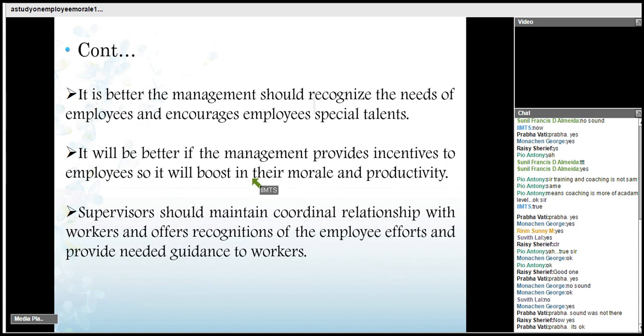It will be better if the management provides incentives to employees, so it will boost their morale and productivity. Then supervisors should maintain a cordial relationship with workers, offer recognition of the employees' efforts, and provide needed guidance to workers.